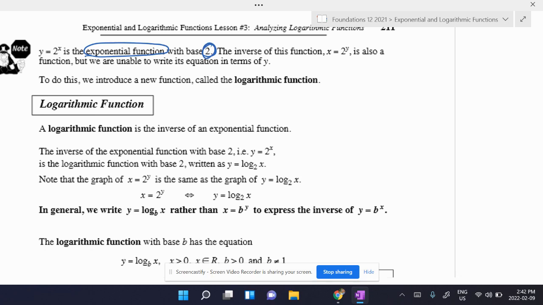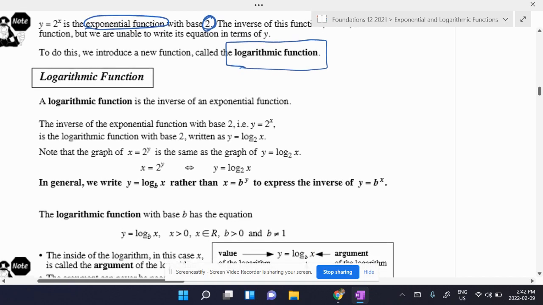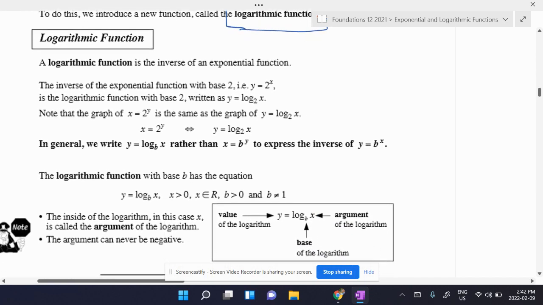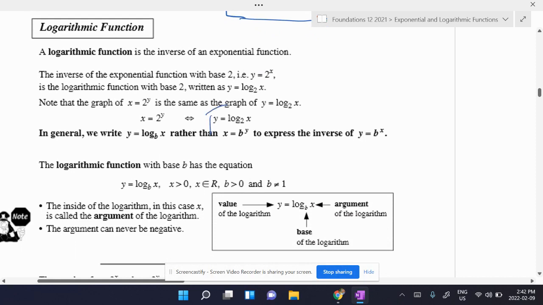it's also a function. We're unable to write its equation in terms of y. To do this, we introduce a new function, logarithmic functions. Okay? So how you write it is like this. Y is equal to logarithm base 2 of x. This is your base, and this is your exponent.